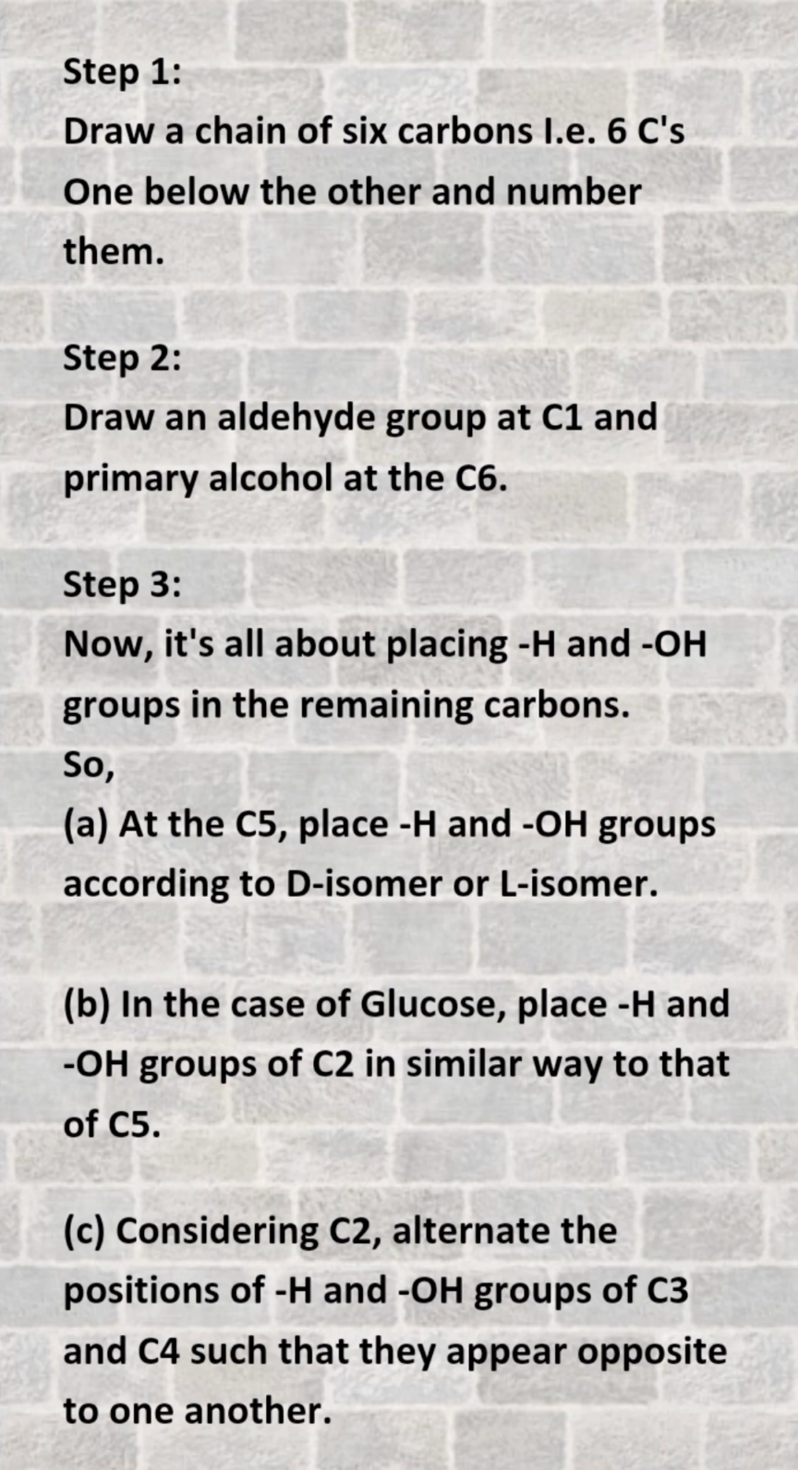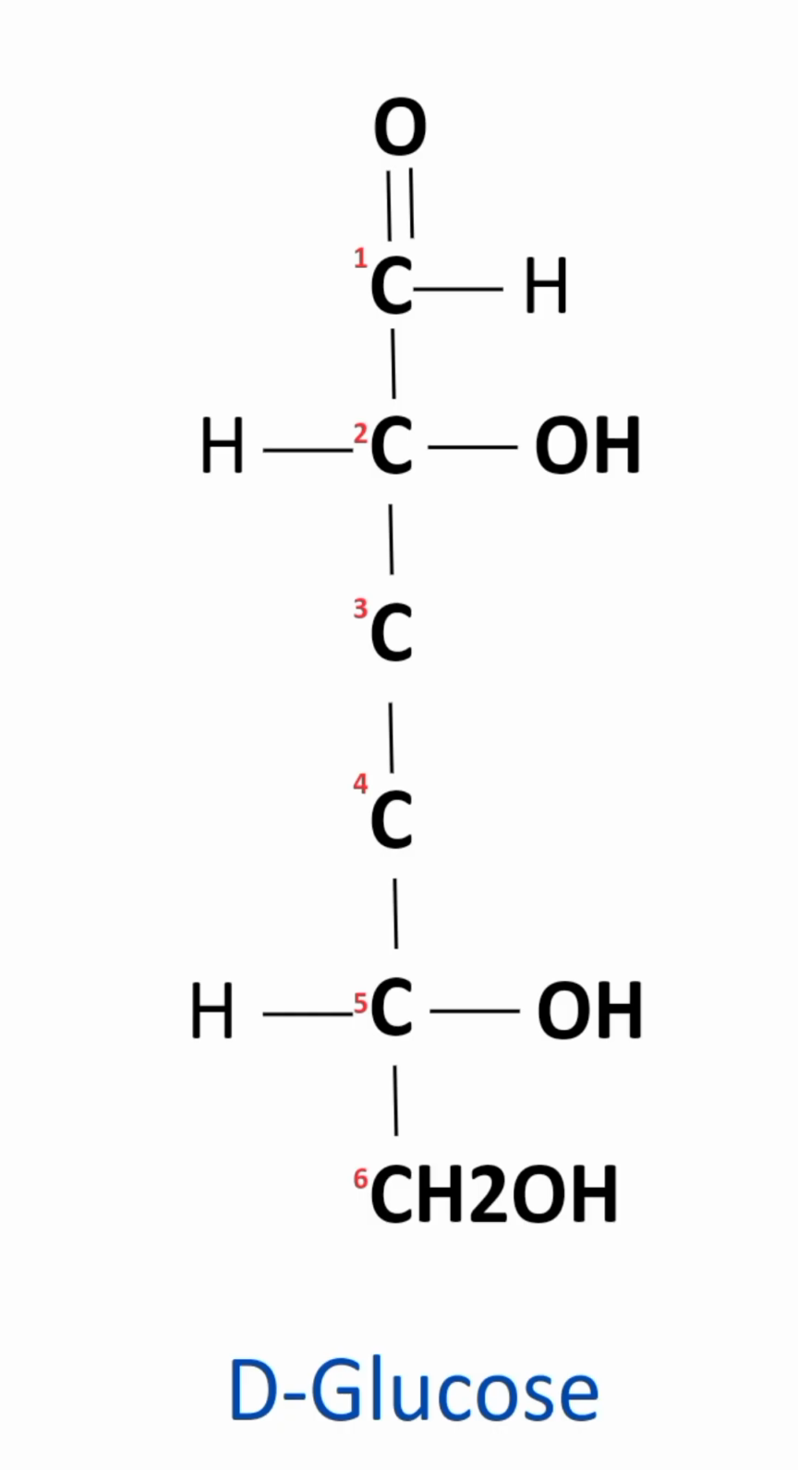So basically, if you carefully look at C2, the OH is on the right hand side and H group is on the left hand side. Now if I want to alternate that for C3, obviously I would be placing OH group on the left and H on the right, and for C4 again OH on the right and H on the left.